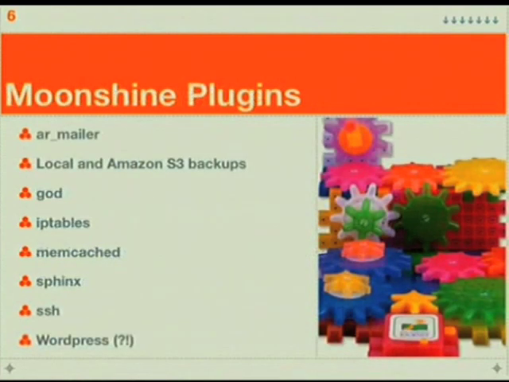There's a lot of plugins available for Moonshine. There's more being added. You've got AR Mailer for doing your background email. You've got a plugin that does local and Amazon S3 backups. You've got a plugin to manage God for your process monitoring. You've got plugins to manage IP tables, Memcache, Sphinx, SSH, and there's even one for WordPress. Now that WordPress is completely managed within the admin area, you don't have to upload your plugins or your themes anymore. So you can just push it out with WordPress and have Moonshine manage it for you.